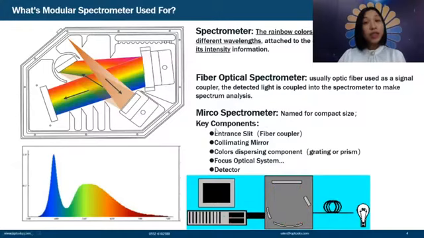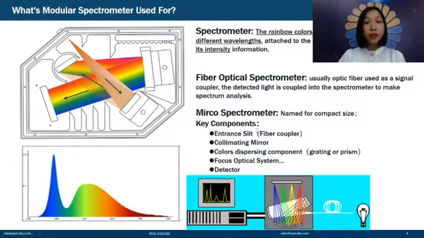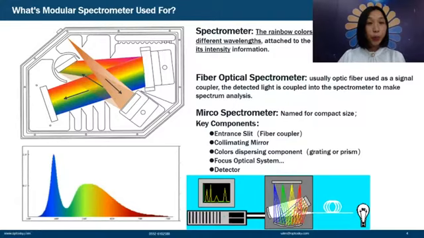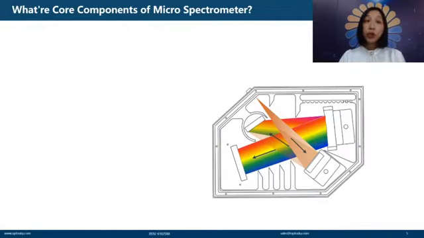And then, what are the main components of the spectrometer? We have the entrance slit in this place, secondly the collimating mirror, and thirdly the grating in this position, and also the detector in this position. So here you can know what spectrometers are used for and their principles. Next, we are going to introduce in detail the core components of the microspectrometer.